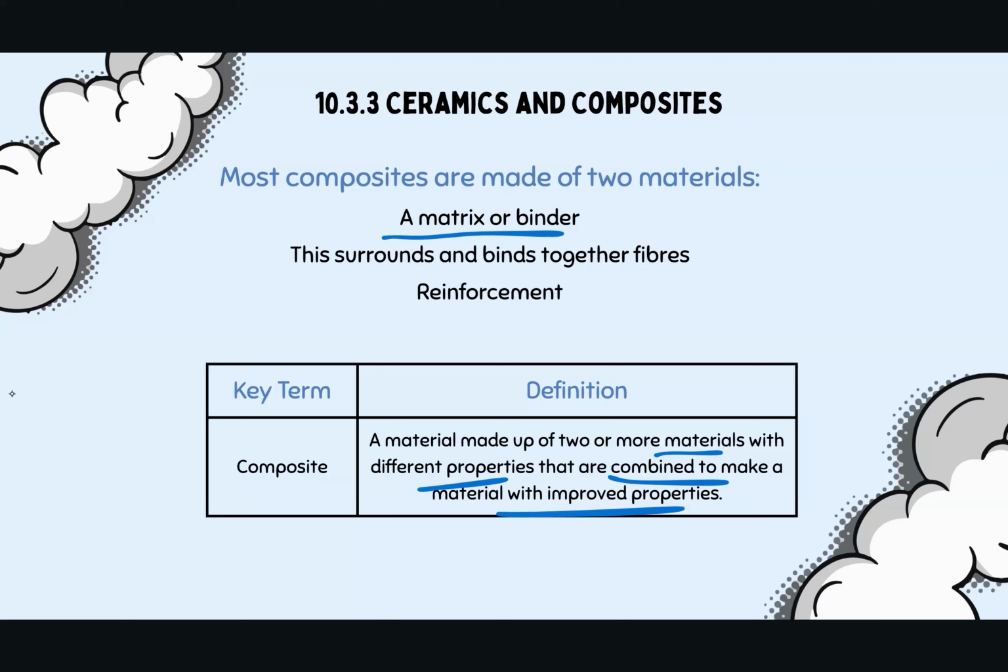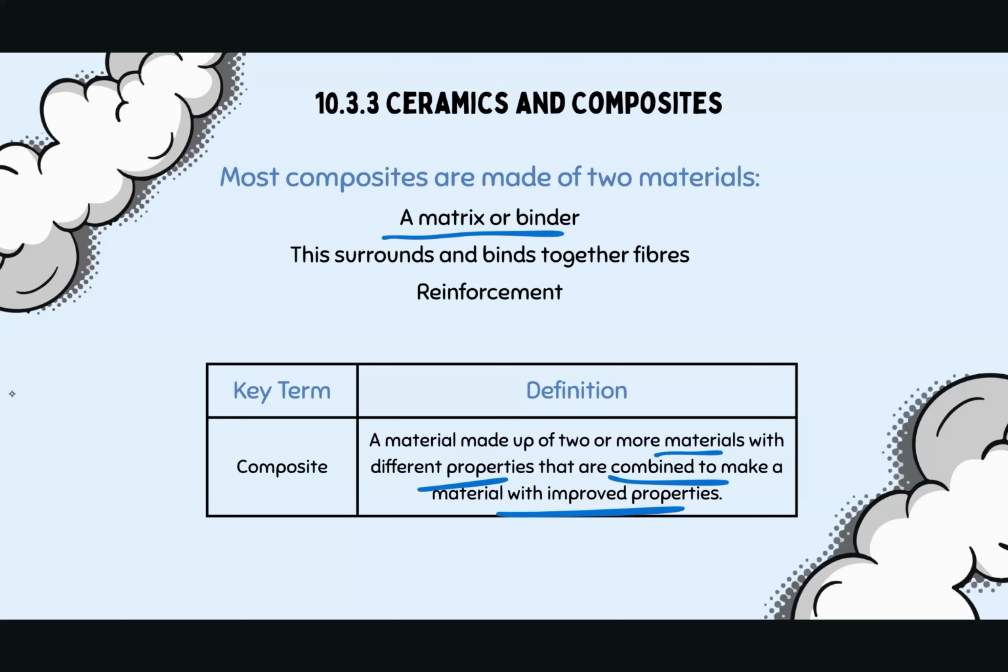So you have to think of the matrix. It says binder there, which is a good word actually. It's something that binds everything together. So it's like the glue or the background material that holds everything together. It surrounds the other substances and it binds it in place.